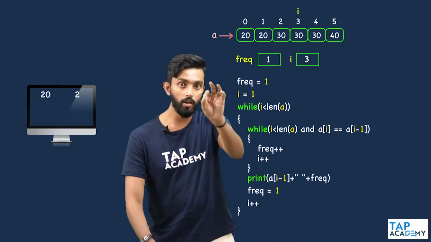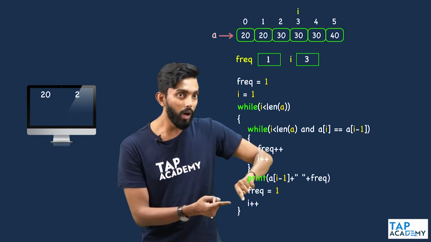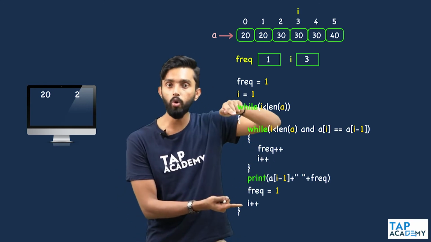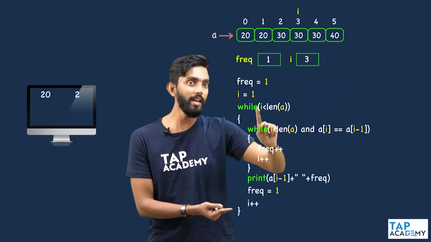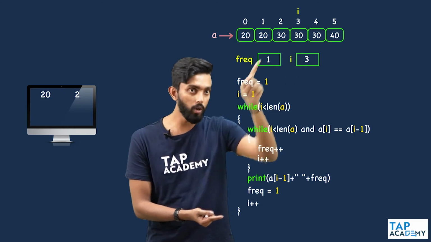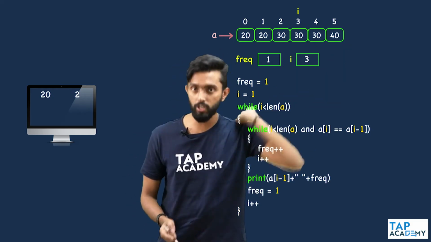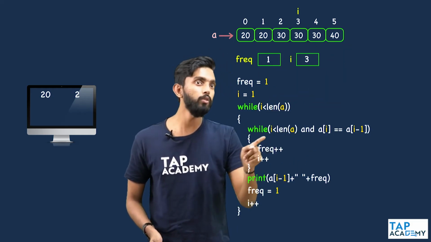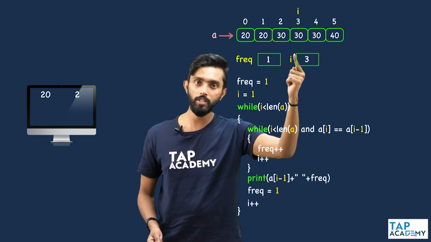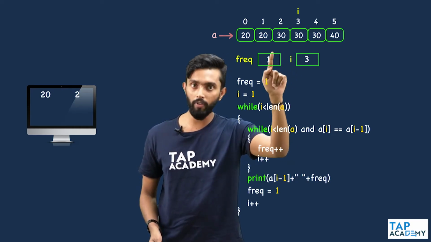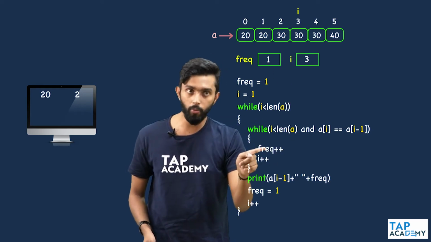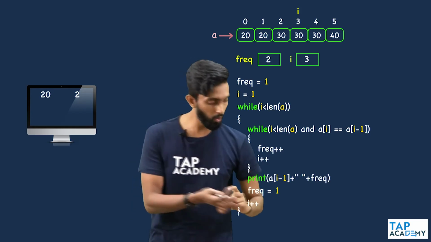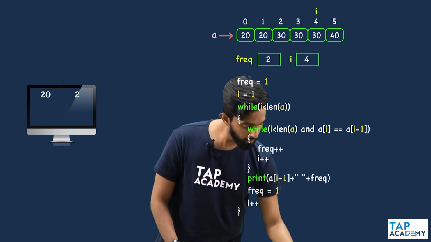Any confusion? Now I want you to focus. You are within a loop. That is why this outer loop is there, so that the process repeats. Check. Is I inside the boundary? Yes, I is inside the boundary. Come inside, calculate the frequency of 30. How to calculate the frequency of 30? Check. Is I inside the boundary? Yes. Is A of I equal to A of I minus 1? Yes. Yes means 30 has occurred again. Again means increment frequency. It becomes 2. Move I forward. I moves forward.